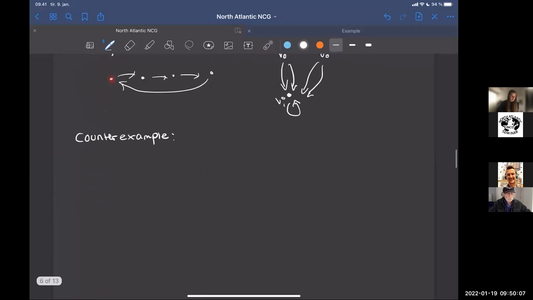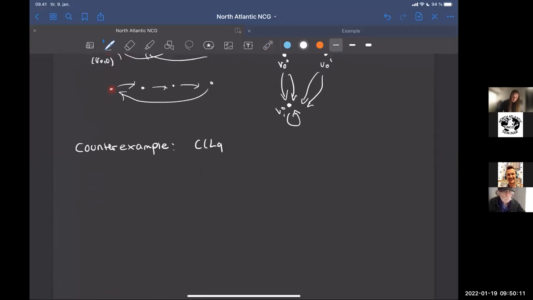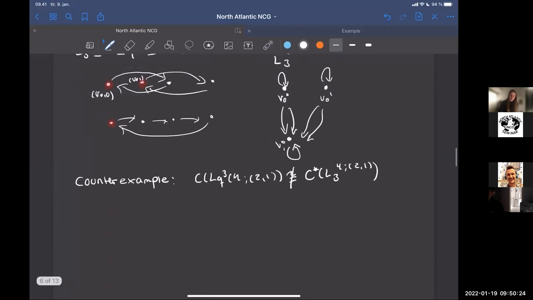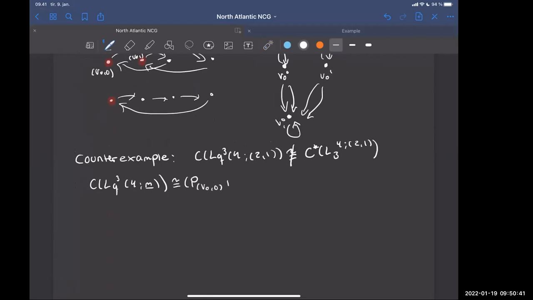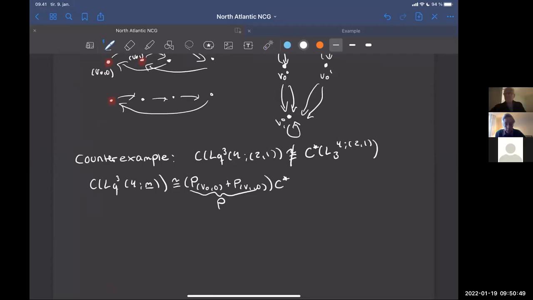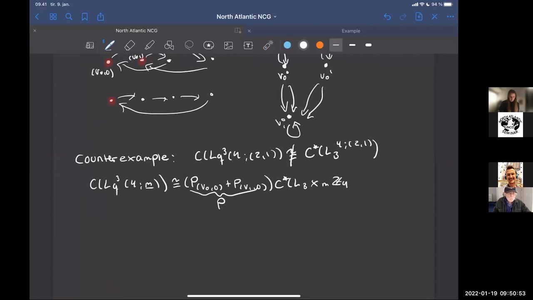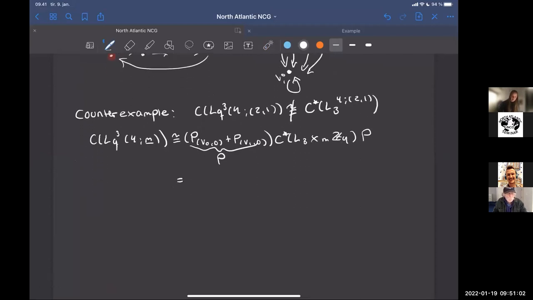Okay, so now let's look at a counterexample where we'll show that C*(L_Q3 for 2, 1) is not isomorphic to the graph C*-algebra of L_3 for 2, 1, which is precisely the graph I showed you here. Okay, so we know that C*(L_Q3 4) is isomorphic to the corner where we take P_00 plus P_10. I will just call it P. So we take the corner of this square product graph here. This is just a result due to Crisp. And now I claim that this is the same as the corner of another graph C*-algebra.